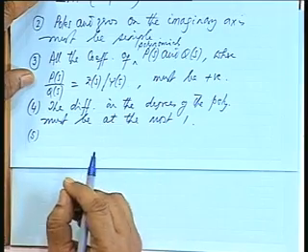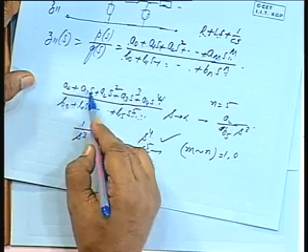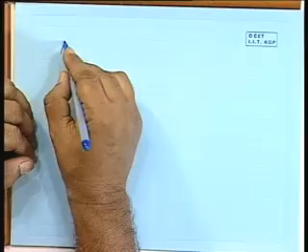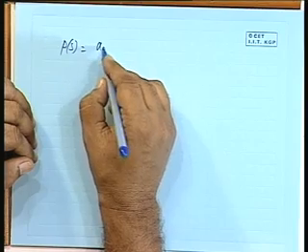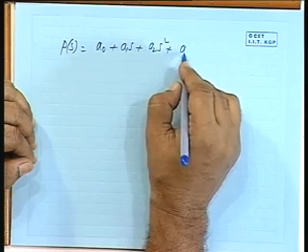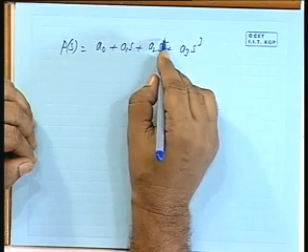Suppose we have one term missing. Is it possible that A1 is 0? Can there be a missing term in the polynomial? So suppose P(s) is A0 plus A1 s plus A2 s squared plus A3 s cubed and so on. If one of the terms is missing, then what happens? Does it ensure all the roots lie in the left half plane? No.